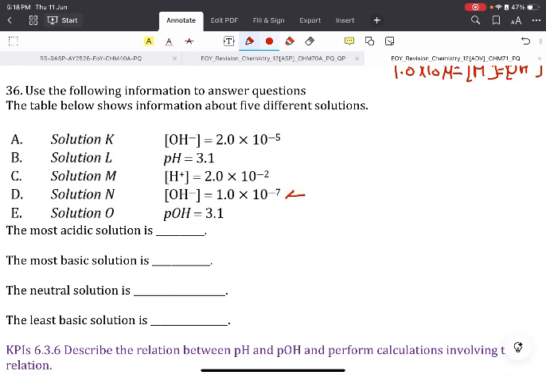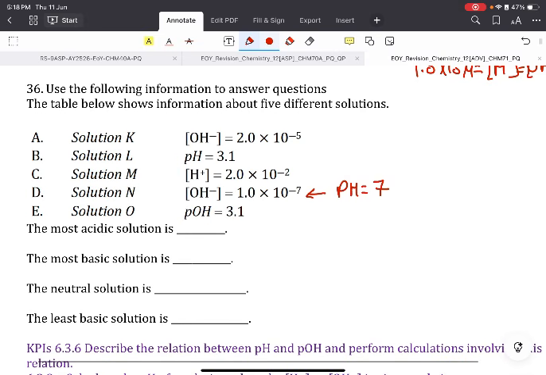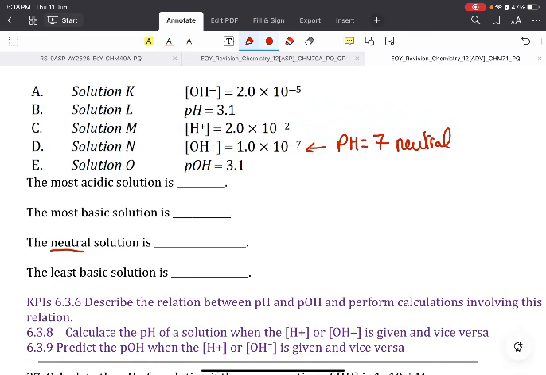While reading the question, I paid attention to this one. OH minus is equal to this value. As I told you, you need to remember this value. This means that the pH of solution N is 7, and that's neutral. So here they are asking me about a neutral solution. I'm gonna say N, or I'm gonna say option D.